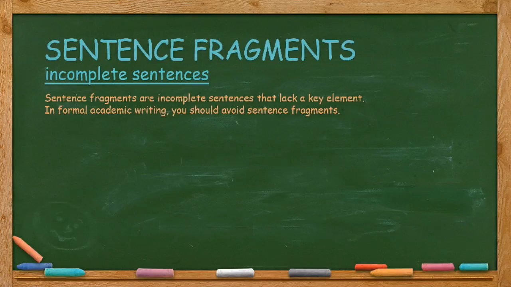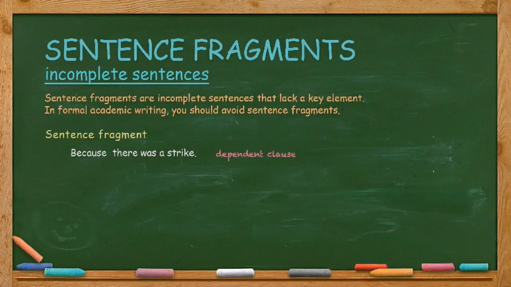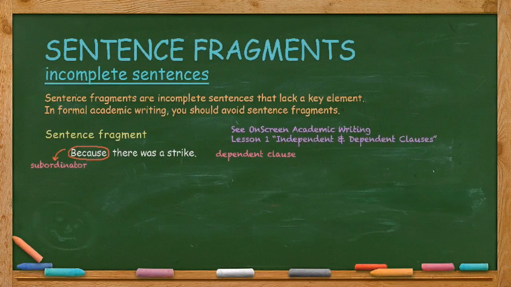Sentence fragments are incomplete sentences that lack a key element. In formal academic writing, you should avoid sentence fragments. Here's a sentence fragment. Because there was a strike. This is a dependent clause. It's a dependent clause because it begins with a subordinator, because. You can study dependent clauses in OnScreen Academic Writing Lesson 1.